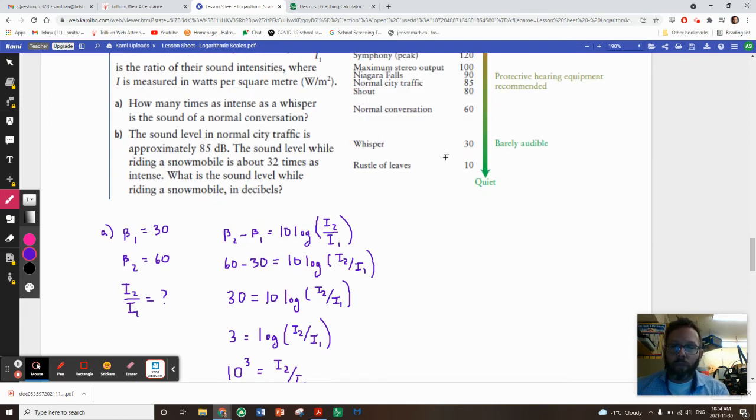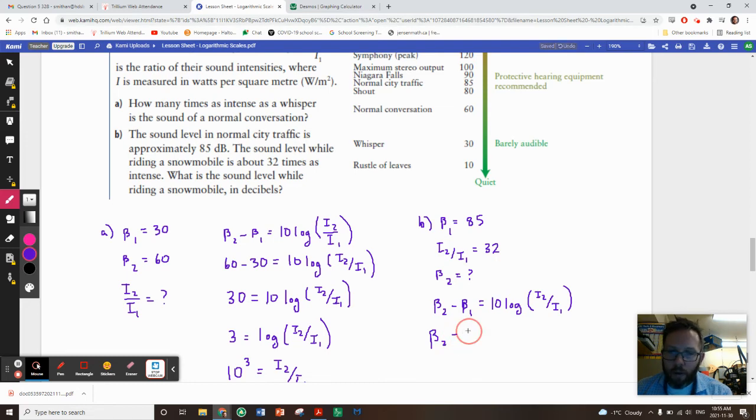Let's find out. So for part B, we're given beta 1, 85 decibels. And we're given the ratio I2 over I1, 32 times as intense. And what we're looking for here is beta 2. So let's plug in our stuff and solve for beta 2. I'll write out my formula: beta 2 minus beta 1 equals 10 log I2 over I1.